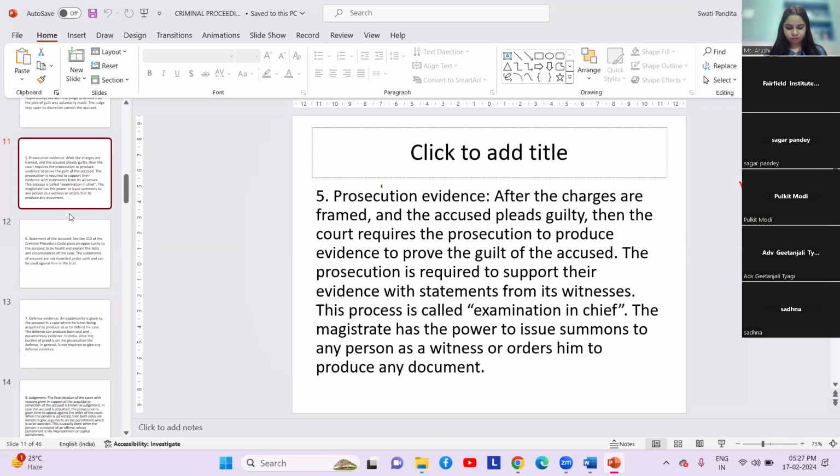Now, moving forward to the defense evidence. First, the accused will give the evidence, his statement. And thereafter, analyzing everything after the final arguments, there will be a judgment. The judgment will be supported by the evidence, by the statements of the people.